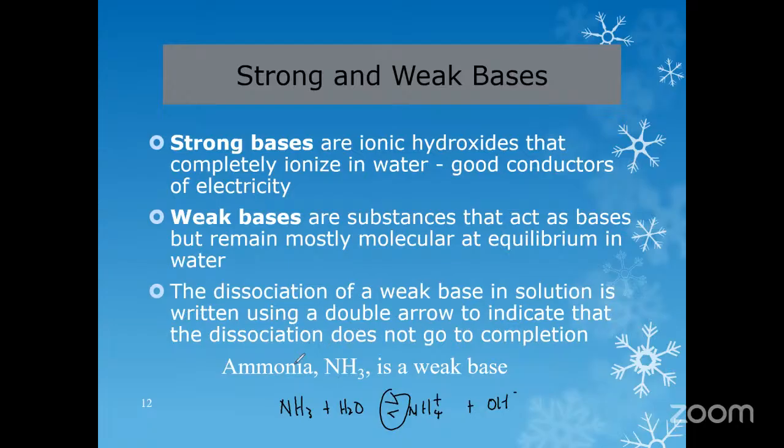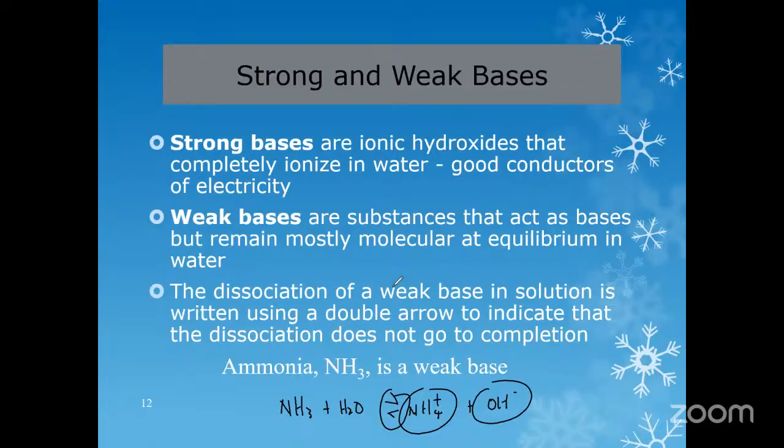So ammonia is an example of a weak base, and there are other weak bases. Most of them are organic amines. Because of the back and forth, the concentration of OH minus is very low, and the concentration of the other ion is also very low, and therefore weak bases are not as good a conductor of electricity as strong bases.